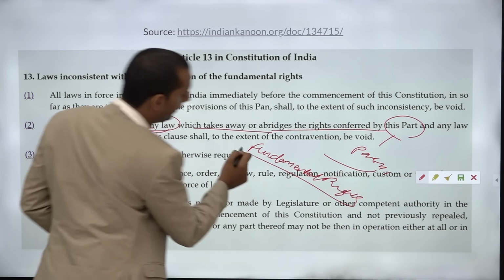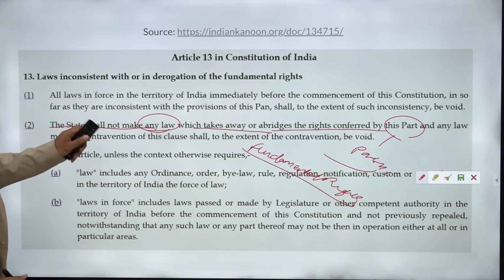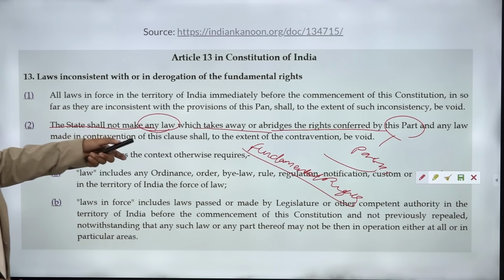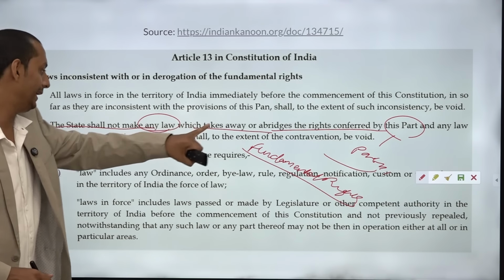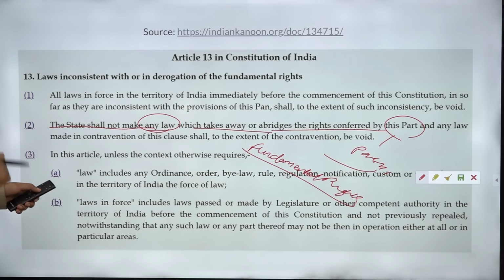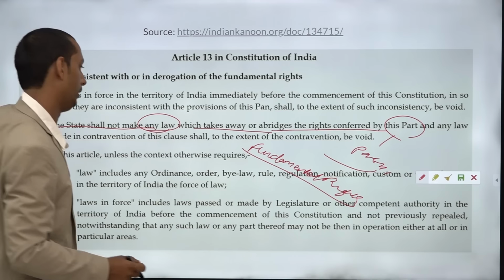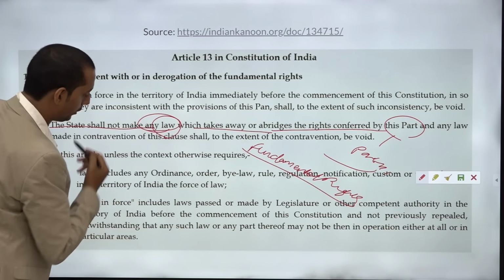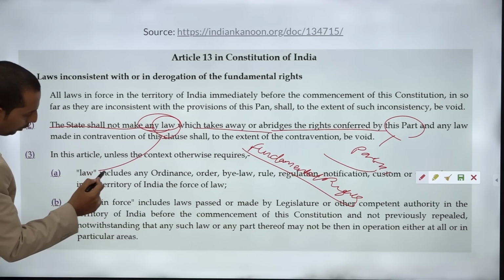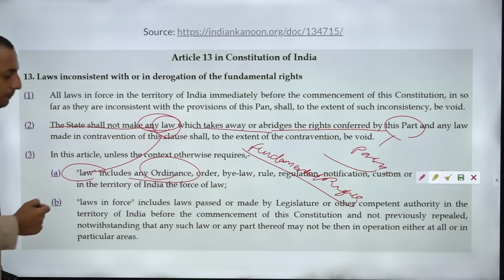So what does Article 13 say here? The state shall not make any law which takes away or abridges the rights conferred by this part, and any law made in contravention shall be void, as in it shall be declared unconstitutional. And what does law here refer to? The law here includes any ordinances.